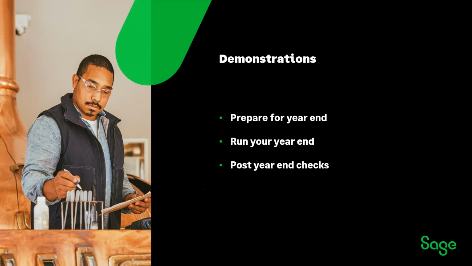Now, what we're going to do is get stuck into some demonstrations. So I've broken it down into 3 key steps. One is preparing for year end, which I'm just going to chat a little bit about, maybe run a little demo here and there. We're then going to run through the year end process itself. So what does that look like in Sage?